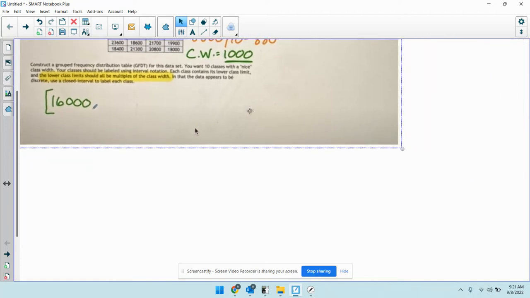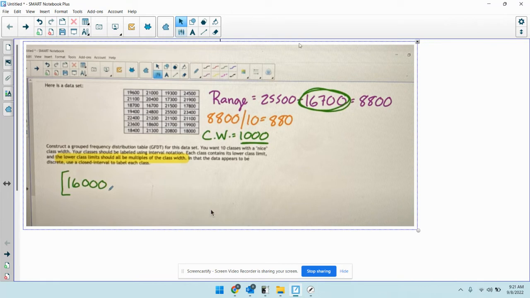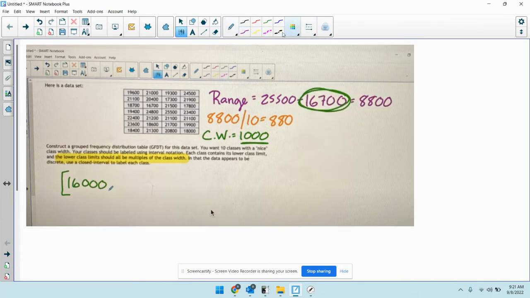All right, so why are we getting a starting class at 16,000? This comes from our class width and our lowest data value. So again, the first thing we do is find the range. We see we have a range of 8,800. So when I divide that by 10, I get 880. I always round this number up to the next quote unquote nice number. So in this case, the class width is 1,000.